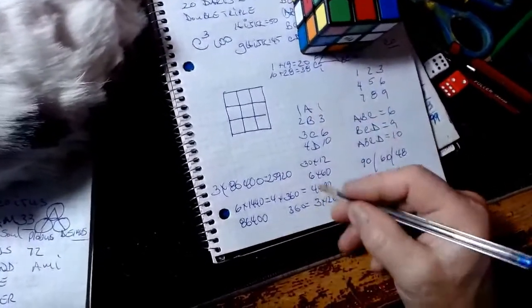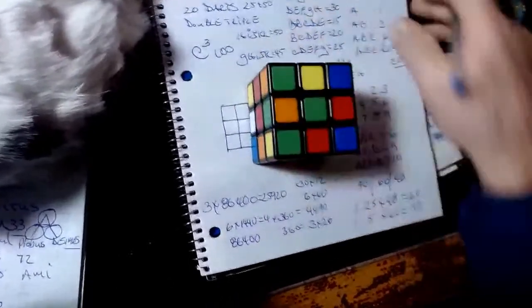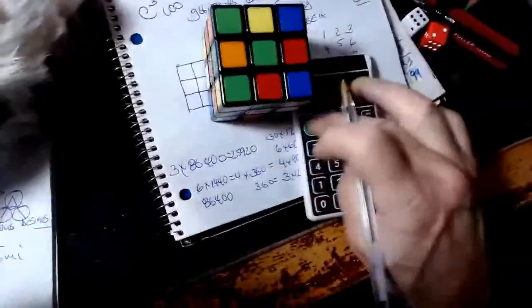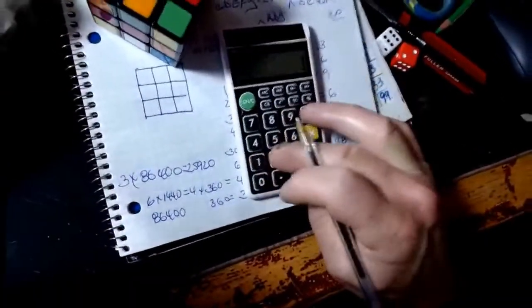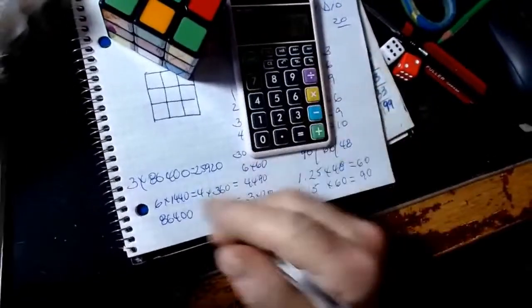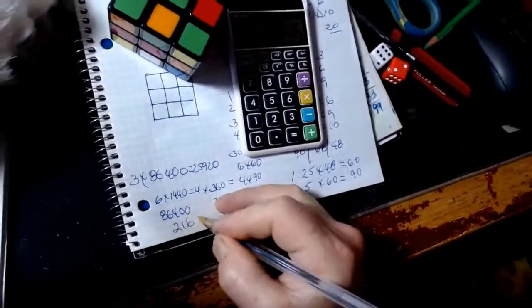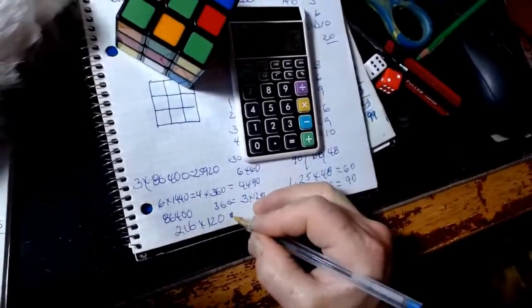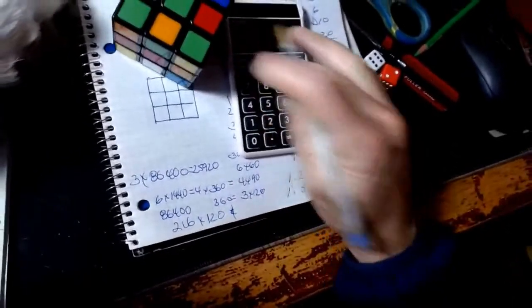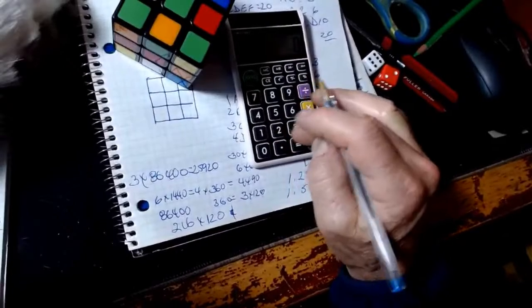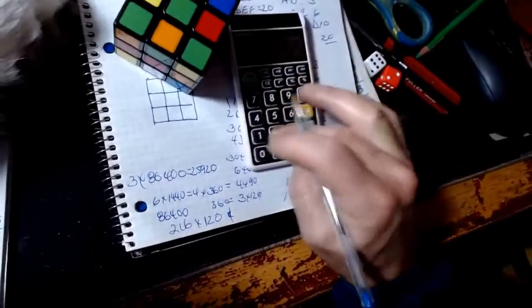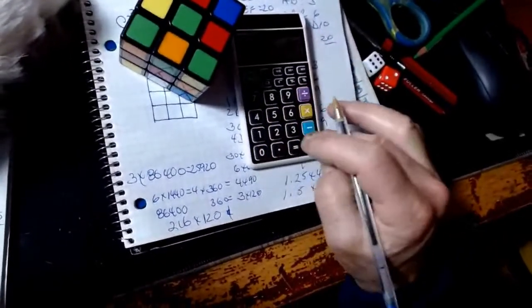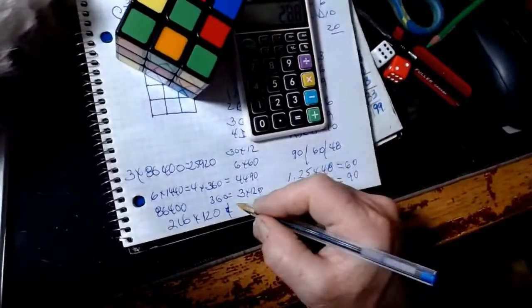Now, the difference between 3 and 4 is 25,920 divided by 120 equals 216. 216 by 120. That's going to be talking about our moon, right? And then we're going to go to 25,920 divided by 90, and that's going to be 288.